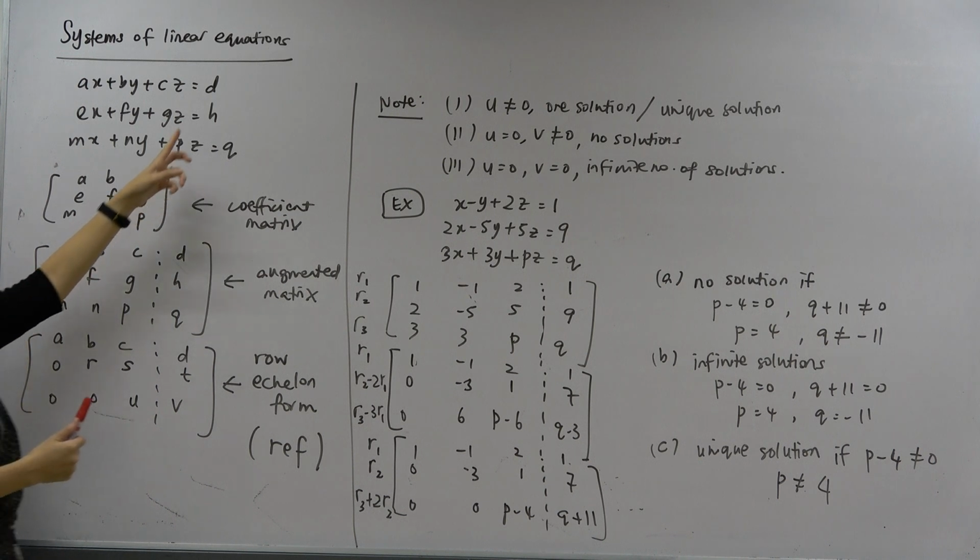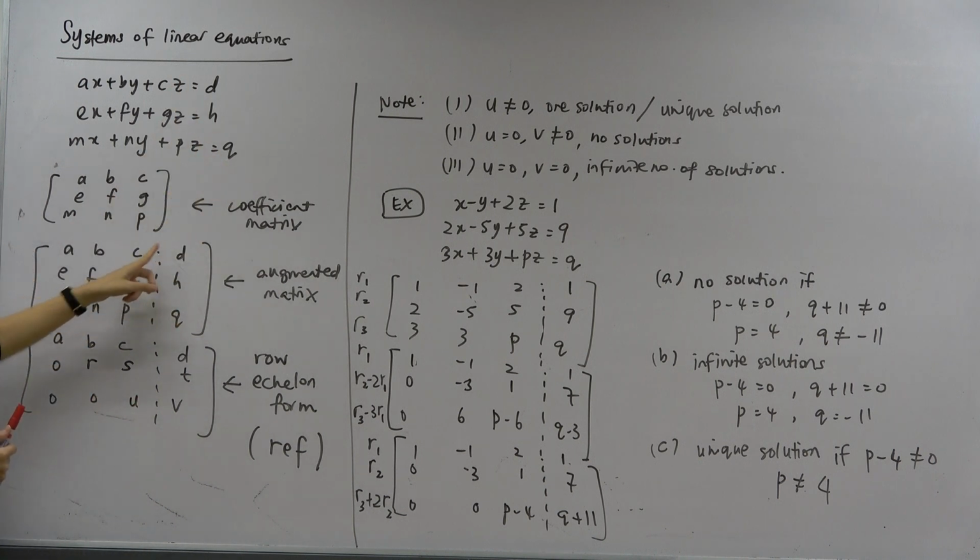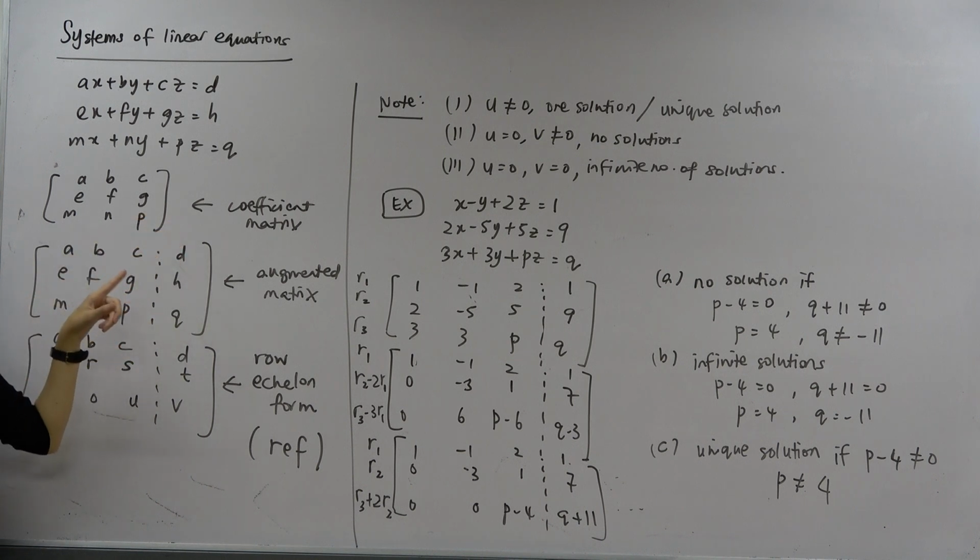If you also take the constants, which will add one additional column to your coefficient matrix, that is when you call this matrix the augmented matrix. Augmented simply means enlarged. Alright, so you have an enlarged matrix.